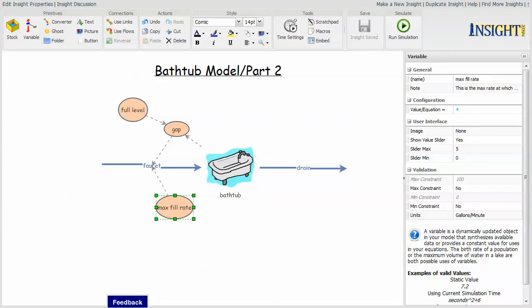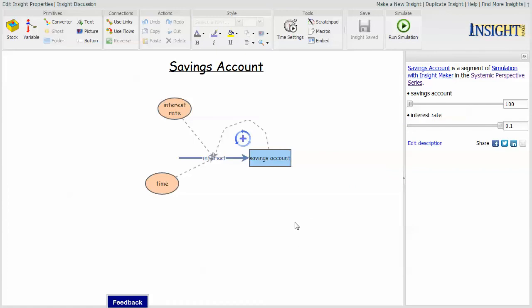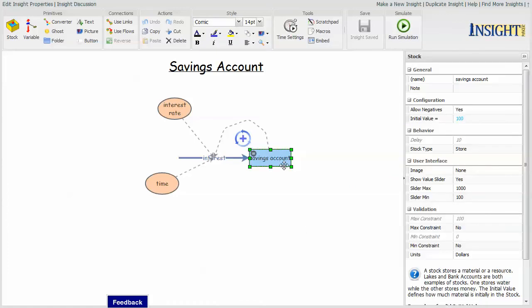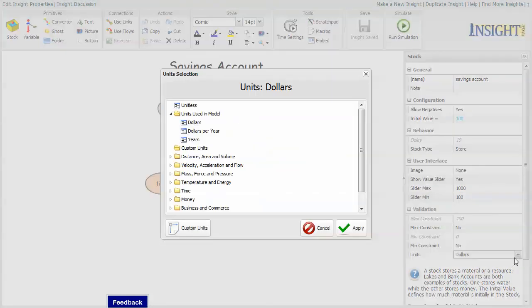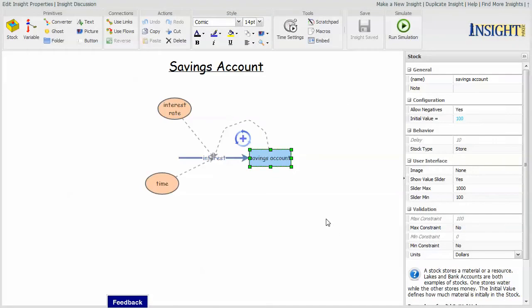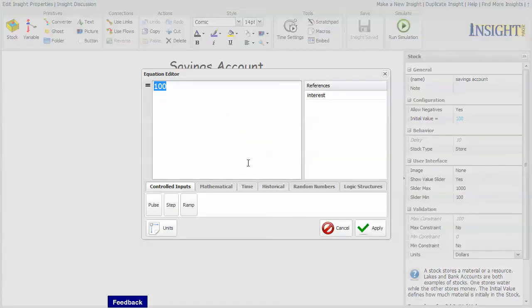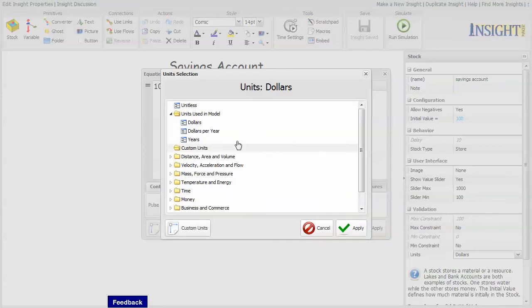As another example, here's one of a savings account where the savings account is in dollars. It's an amount of money, and as I said, you can access units from down here on the right. You can also access units from the equation editor window with the button down here on the left, which opens the units dialog so that you can select from that.